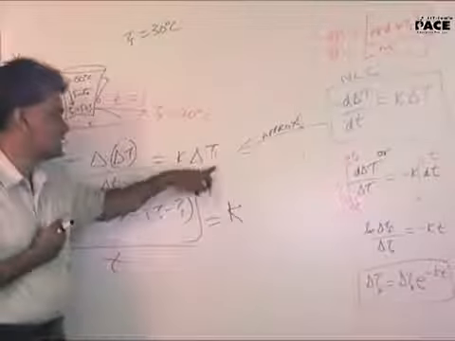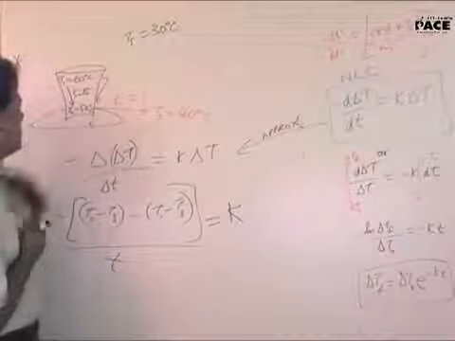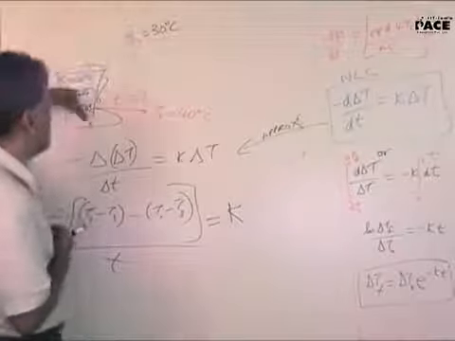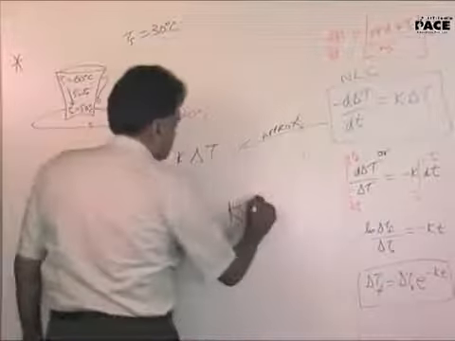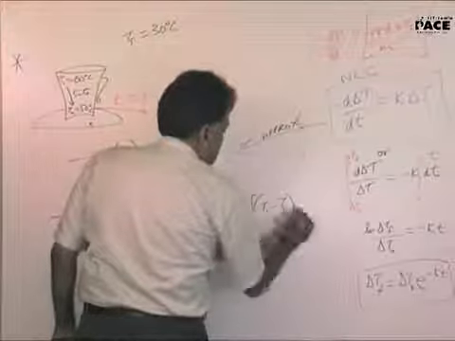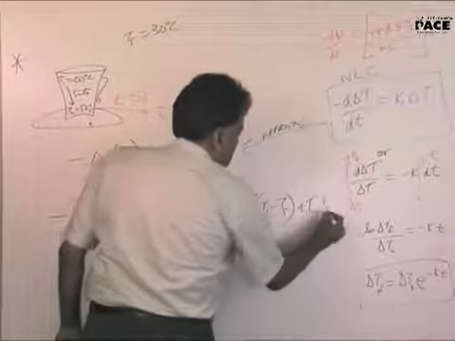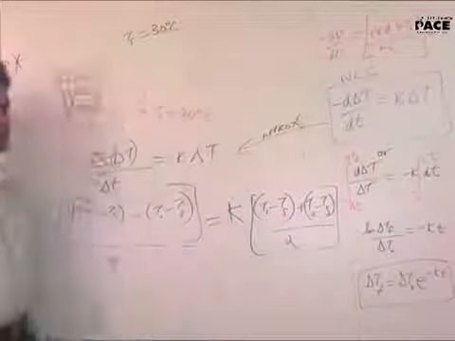What is this delta T? The difference of temperature. But there is nothing called the difference of temperature. You have the initial difference of temperature and the final difference of temperature. So let's call this the average difference of temperature. Initial difference of temperature plus final difference of temperature by 2 should become the average difference of temperature.